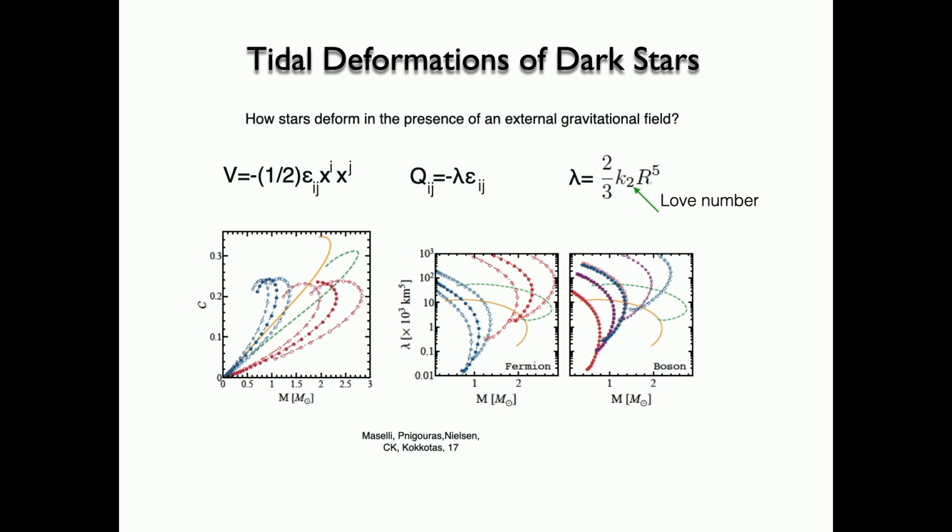And the compactness, we see that if one takes these dark stars and uses the self-interaction cross-section, which is sufficient to alleviate all these issues of small-scale structure, then the compactness is much smaller than that of the neutron stars, and also the Love numbers are different. So in principle, even if we're unlucky enough that the dark star has exactly the same mass as a neutron star, or falls within the range of a neutron star, let's say between one and two solar masses, it would still look different, unless we're very unlucky.